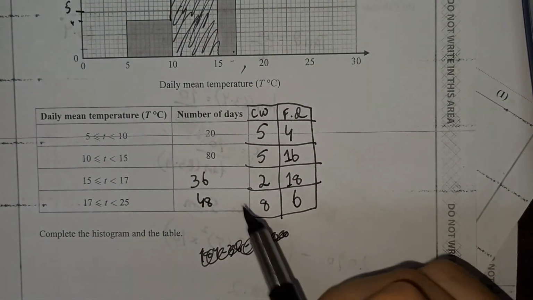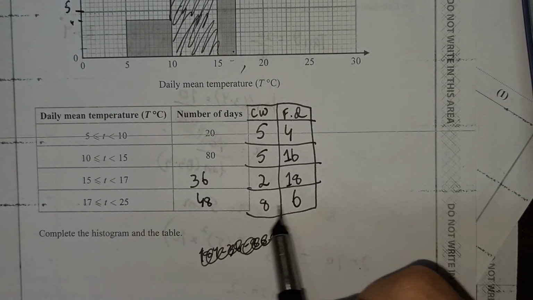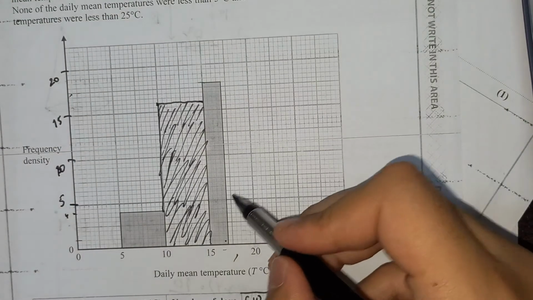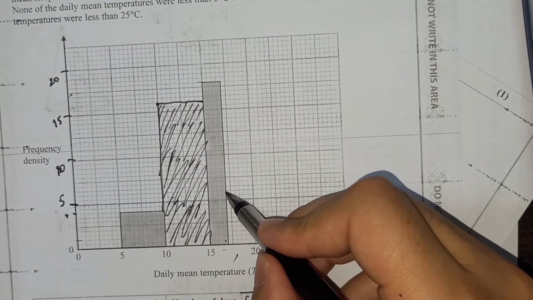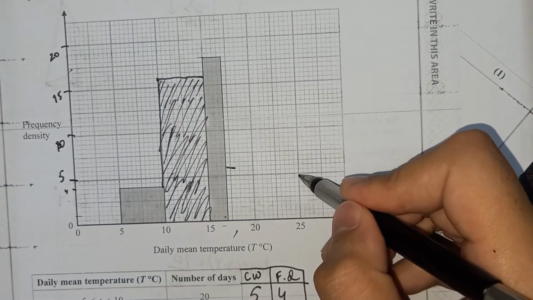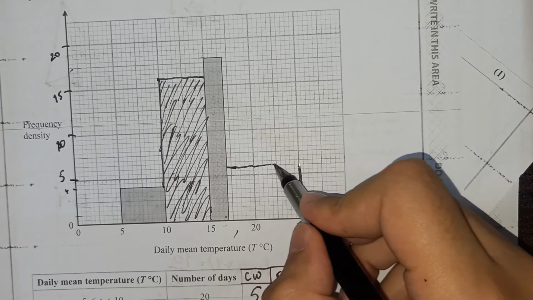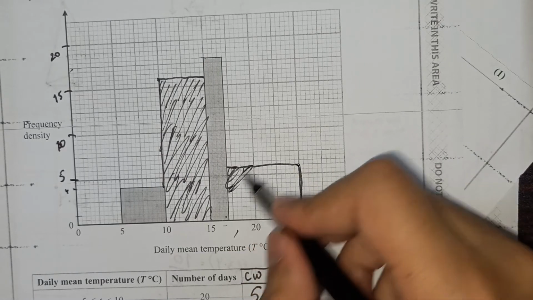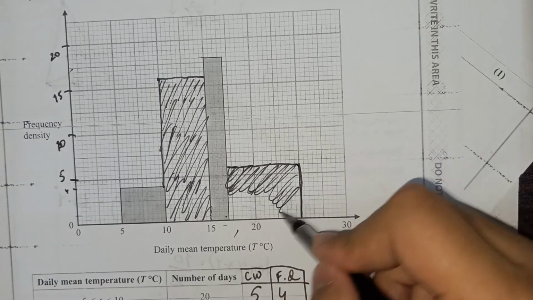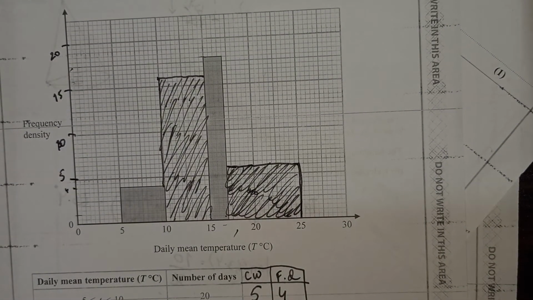Now we have till 15, till 17. Now 17 till 25, we have a frequency density of 6. We just calculated it. And 6 from 2 blocks above 5 is 6, and till 25, this is 25. Don't exceed, don't be lesser than the given amount, and it should be exact till 25. Now we're done with question number 23 as well.